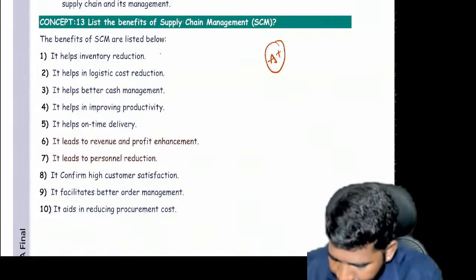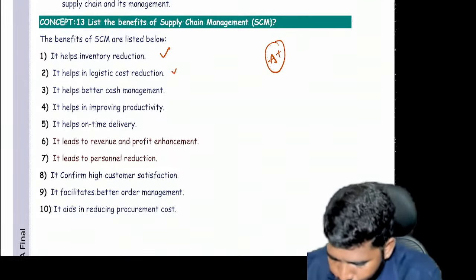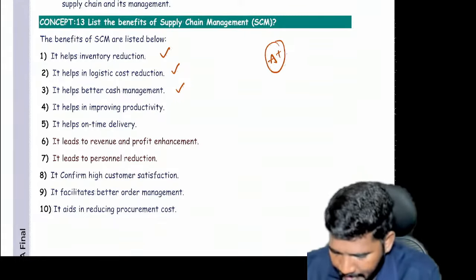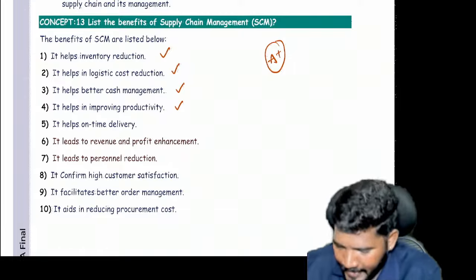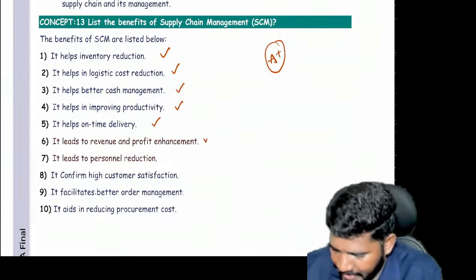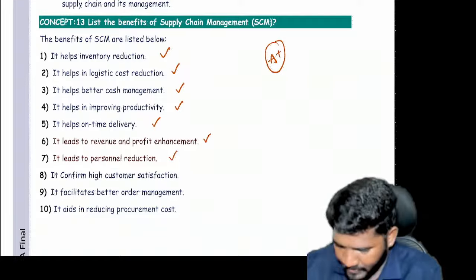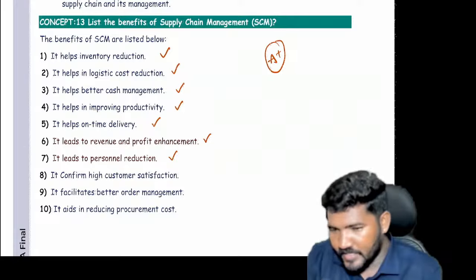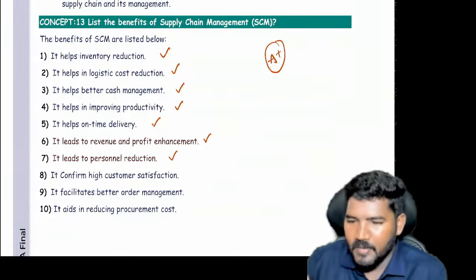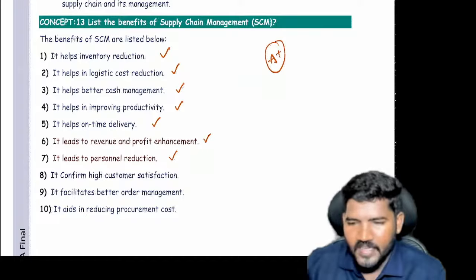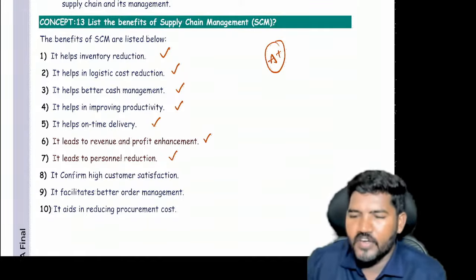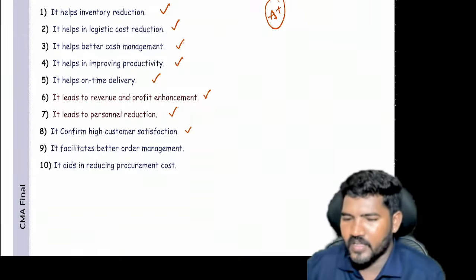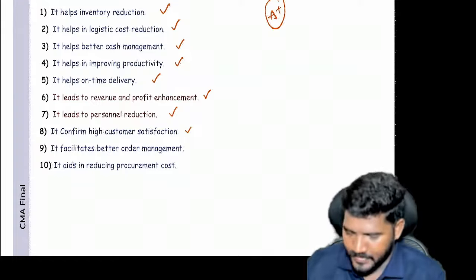So it helps inventory reduction, logistic cost reduction, better cash management, improving productivity, timely delivery, it leads to revenue and profit enhancement, it leads to personnel reduction. Personnel reduction means, because a lot of people are involved in the distribution channel, a single company can't use more people. So from a single company point of view, employee cost will reduce. It ensures high customer satisfaction. Why? Because we are providing goods to the customer within the time.